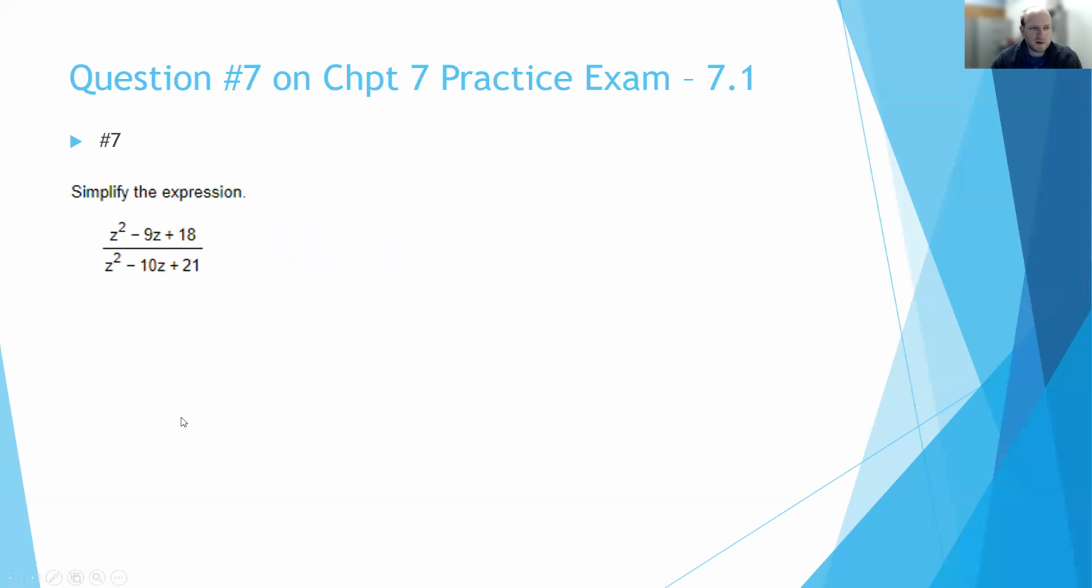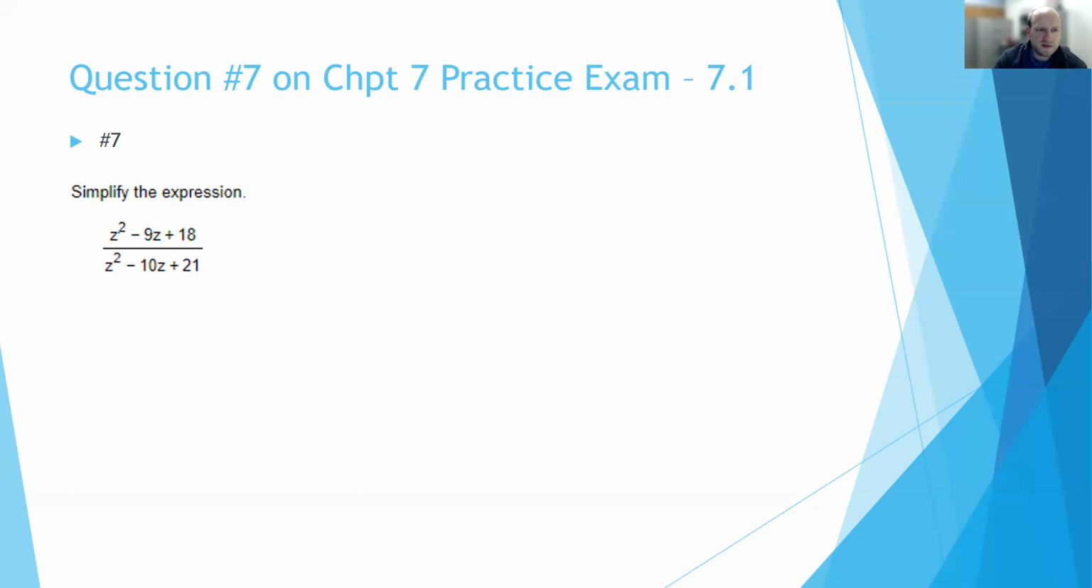All right, one more on section 7.1. Again, we have to simplify. Here you can't just go ahead and start canceling z squareds and z's and the 18 and 21. You can only cancel if you have products. So you have to factor these. What I'm going to do is factor the numerator and factor the denominator and then see if any of those factors cancel.